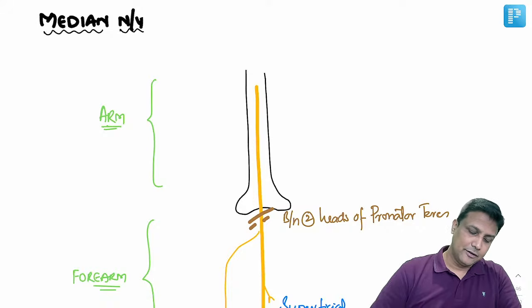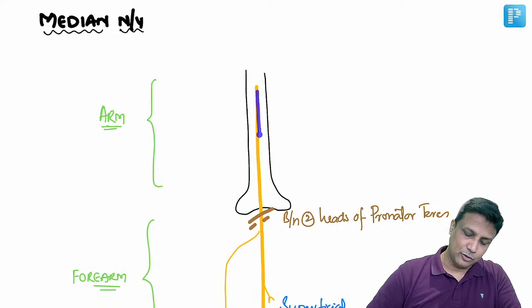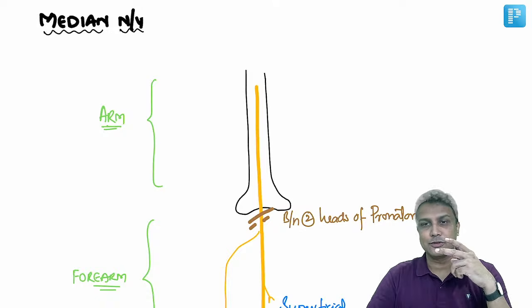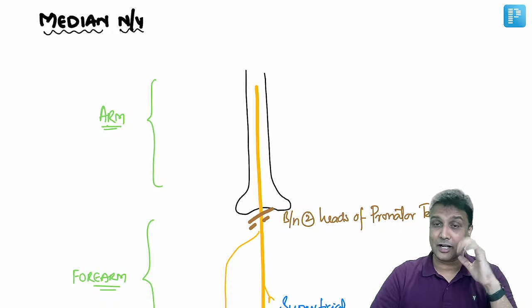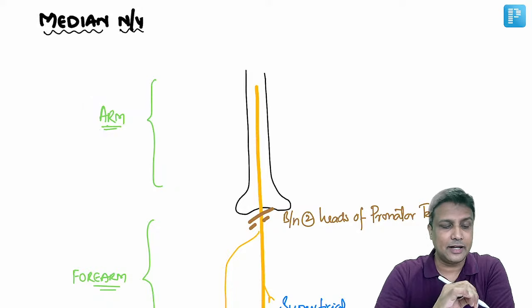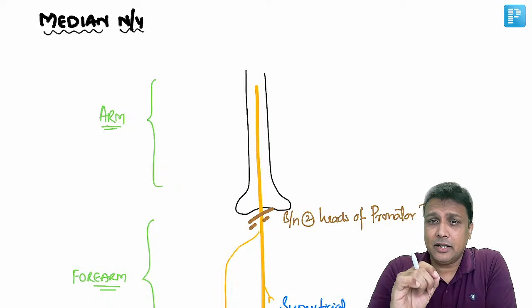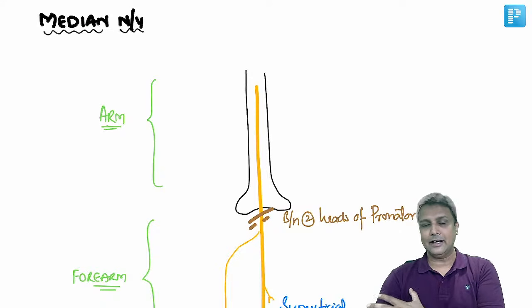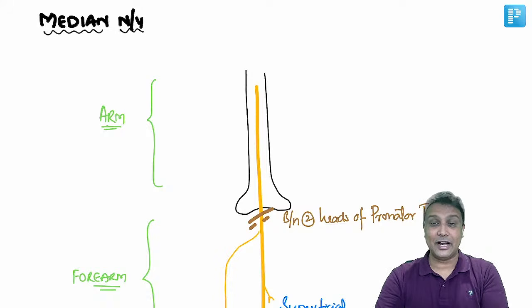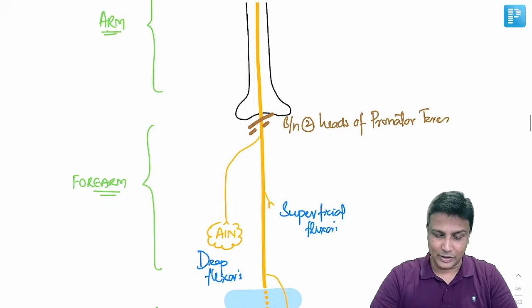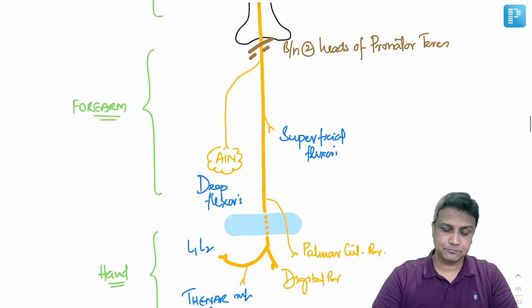Again the same thing. From the arm, it moves into the forearm by passing between the two heads of the pronator teres muscle. There are two heads of the pronator teres, and the median nerve passes from there. Now, will it supply any muscle in the arm? Please remember that the median nerve will not supply any muscle in the arm. I told you the golden rule: the anterior compartment is supplied by the musculocutaneous nerve and the posterior compartment by the radial nerve. So the median nerve does not supply any muscle in the arm.